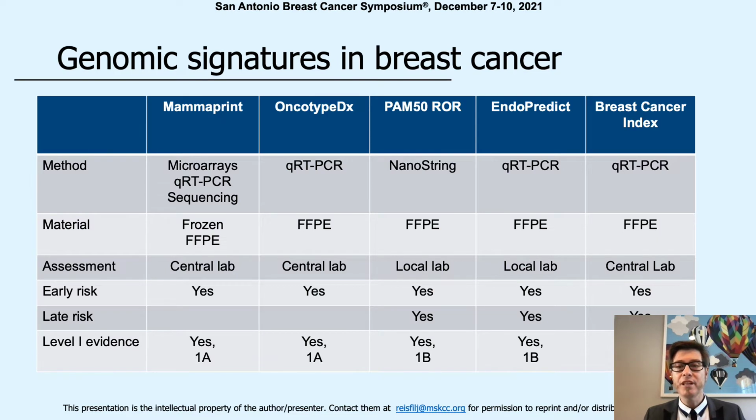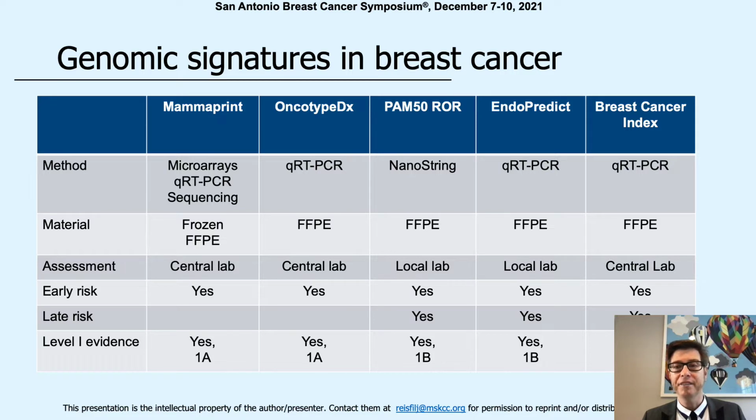And in the next 20 minutes, we'll be discussing excellent studies that focused on genomic signatures in breast cancer. I think we're all now aware of the 5 different first-generation prognostic signatures that are commercially available: MammaPrint, Oncotype, PAM50-ROR, EndoPredict, and Breast Cancer Index. All of them are supported by Level 1A or Level 1B evidence, in particular for the prognostic information that they provide related to early risk of relapse.